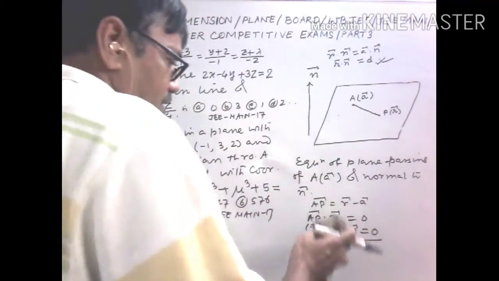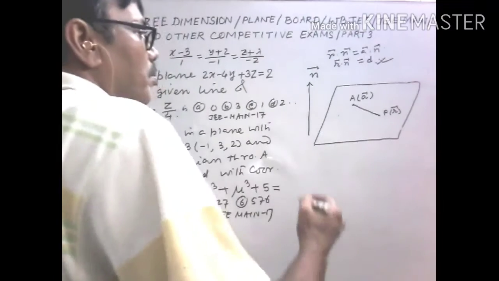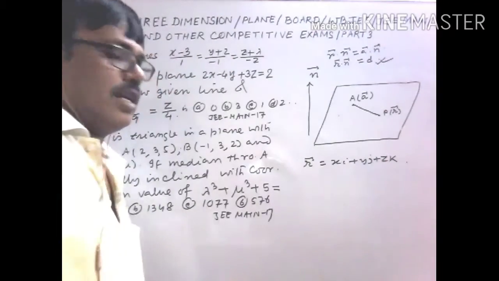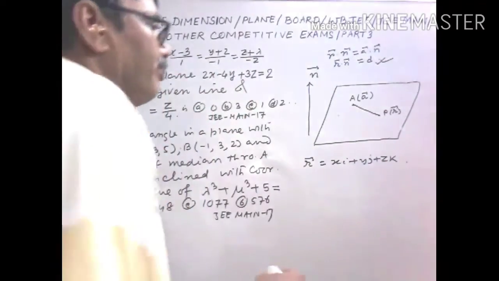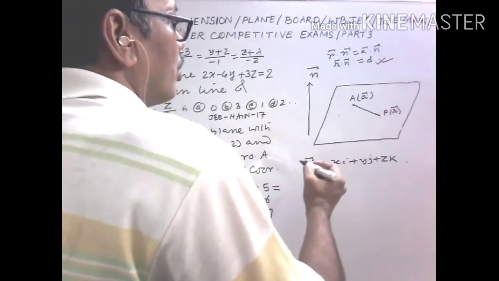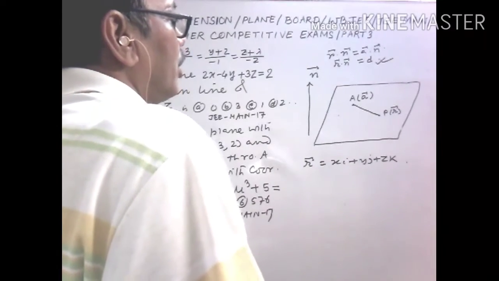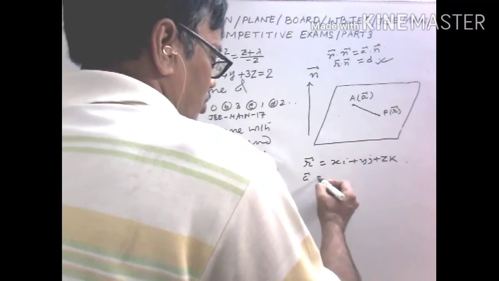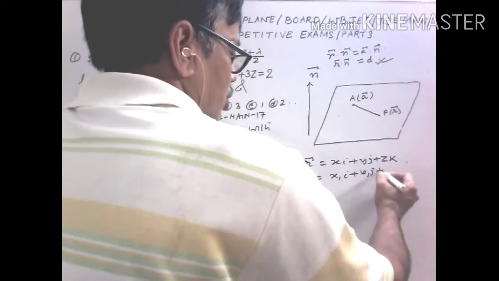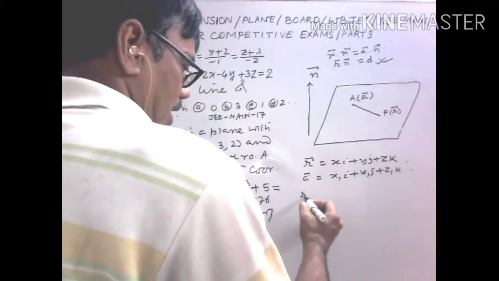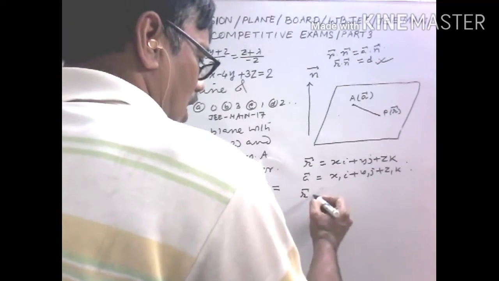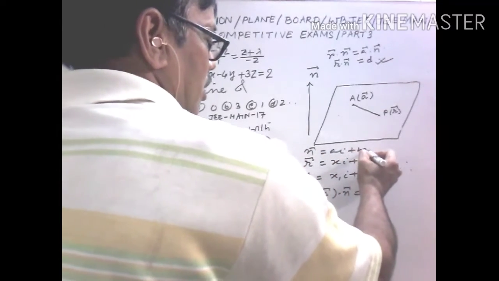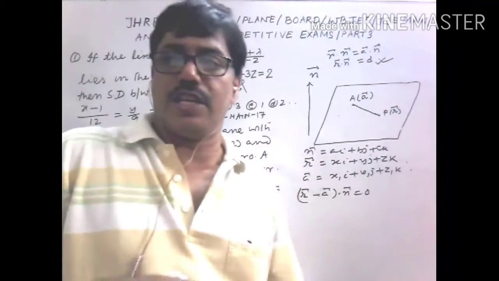Its Cartesian form is obtained by replacing r by xi, yj, zk. So r, that is P, is a point. So r minus a dot n vector equals 0. Here a vector equals x1i, y1j, z1k. So what is n vector? n vector is ai, bj, ck, so a, b, c are d ratios.